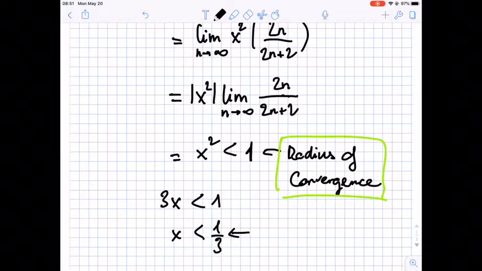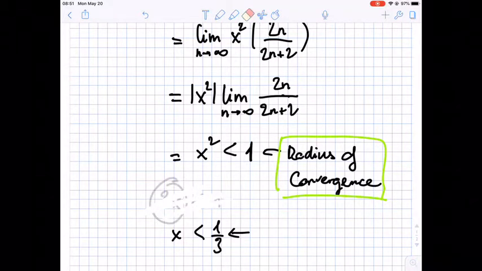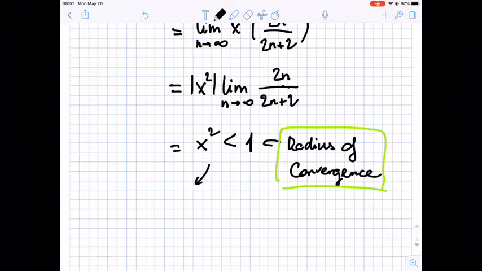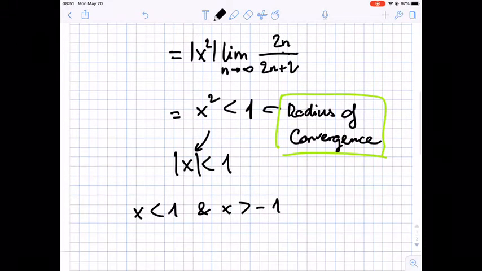You have to do some algebra and move the 3 over to the other side. In this instance, 1/3 is your radius of convergence for whatever function gives you this answer. And from this radius of convergence, you can easily find the interval of convergence using basic algebra. So x squared less than 1 gives x less than 1, so it's x less than 1 and x larger than -1.